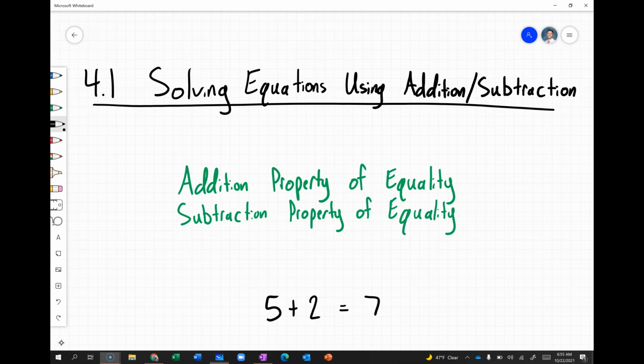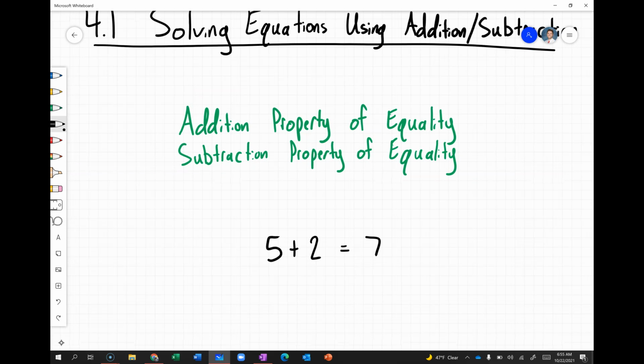So, for example, we've got 5 plus 2 equals 7 here. Now, I know we always like to think of that equal sign meaning it's an answer, but really it's just telling us that everything on this side of the equal sign is equivalent to, or has the same value as, everything on this side of the equation. So the addition property of equality says that if I were to, for example, add 3 to both of these, they would still remain equivalent.